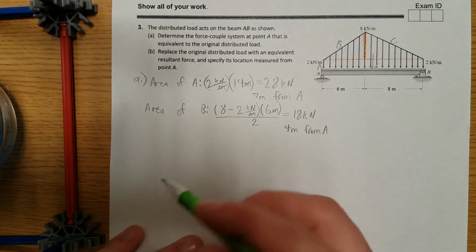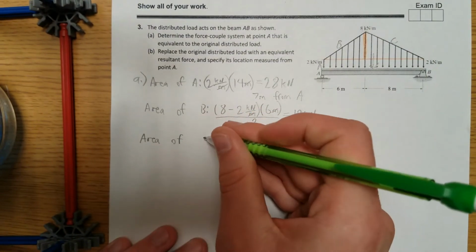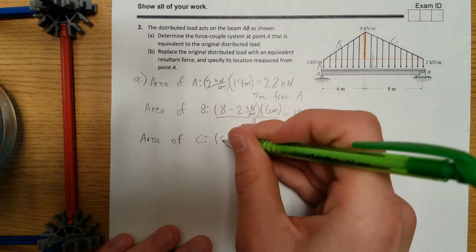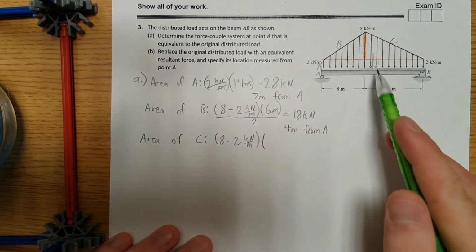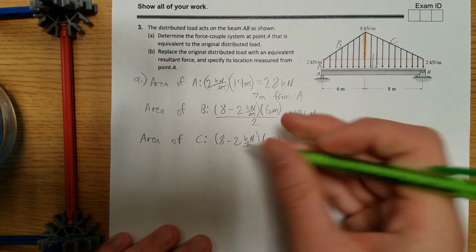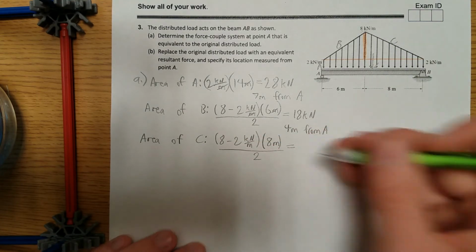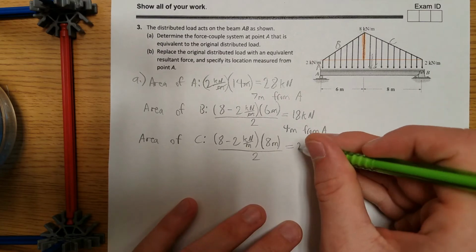And then we'll go ahead and take the area of C. And this is again going to be 8 minus 2 kilonewton meters. And this time our base is going to be 8 meters. And divide that again by 2 because it's a whole triangle here. We do that, it's going to be 6 times 8 divided by 2. We got 24 kilonewtons.